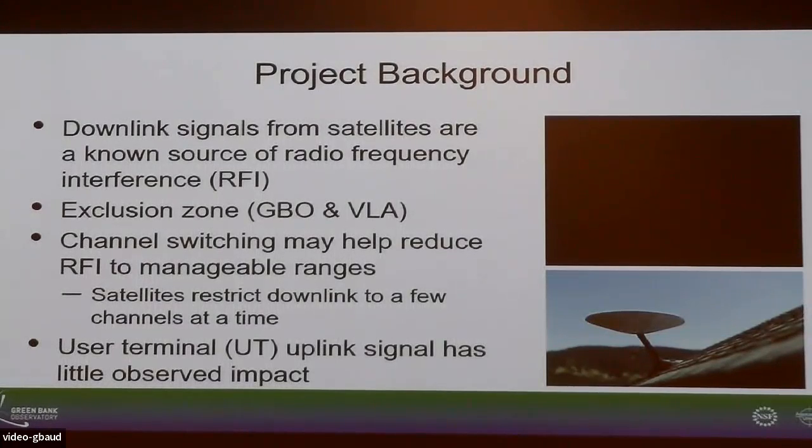But part of my project was having the satellites, instead of being blocked out and not transmitting to us, actually allow them to transmit within the exclusion zone to test the impact of the RFI. We also researched into channel switching, which may help reduce that RFI to manageable ranges if it's only within a few of the channels as opposed to that whole 2 gigahertz. It can help preserve our spectrum a little bit if in the future we do allow satellites to transmit.